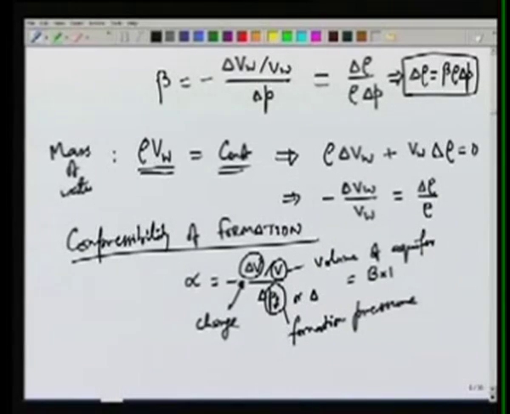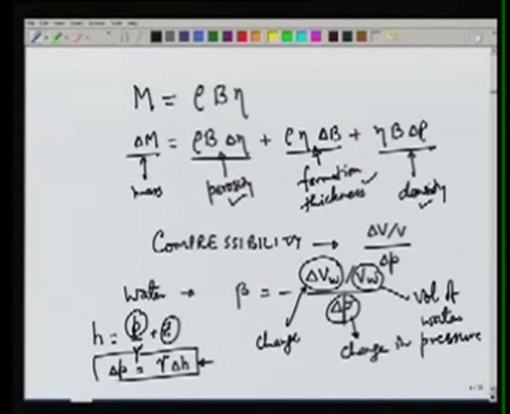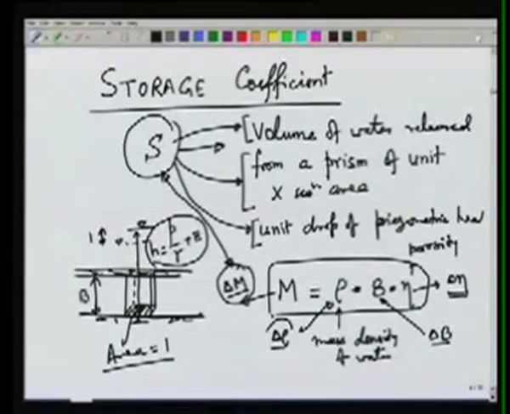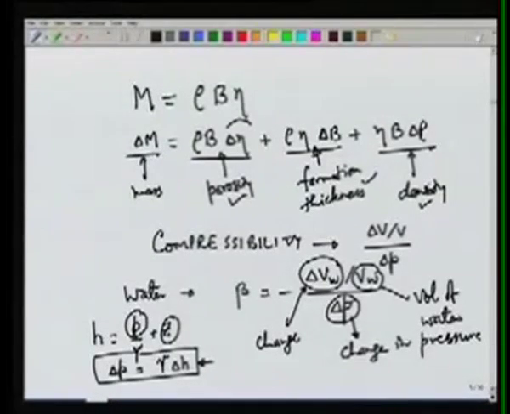Typically we can denote this term also by sigma, so we can use delta PF or delta sigma for this term. So we can find out delta B from here, delta rho from here. If we look at the equation for delta M, we had delta rho, delta B, and delta eta. So we need these three terms to find out the change in mass using this equation.